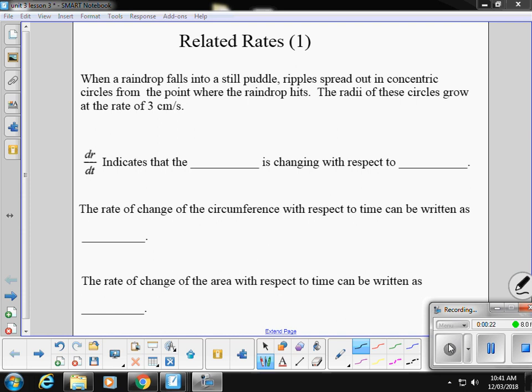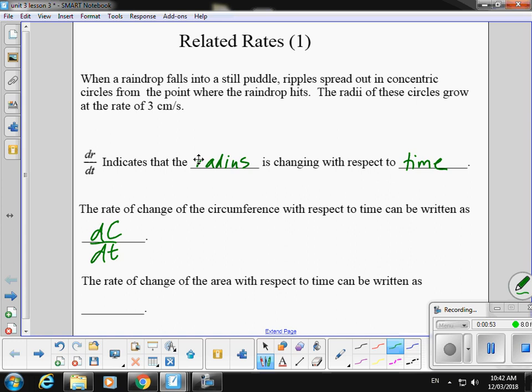So the radius is going to be growing, the area is going to be growing, the circumference is going to be growing. So we've got a lot of things going on at the same time. If you were to see the expression dr/dt, we are talking about the change of the radius with respect to time. The rate of change of the circumference with respect to time can be written as dC/dt, just to get used to our notation. And lastly, the rate of change of the area with respect to time can be written as dA/dt.